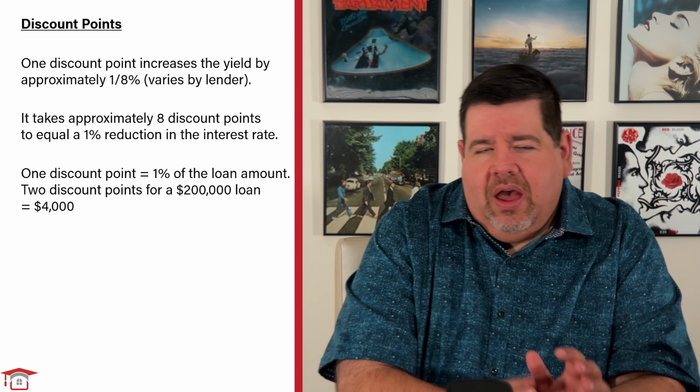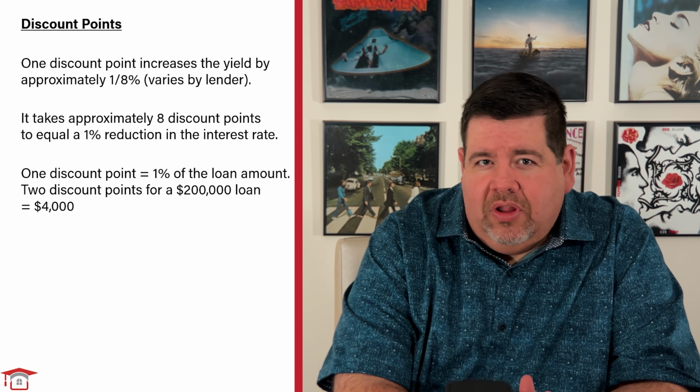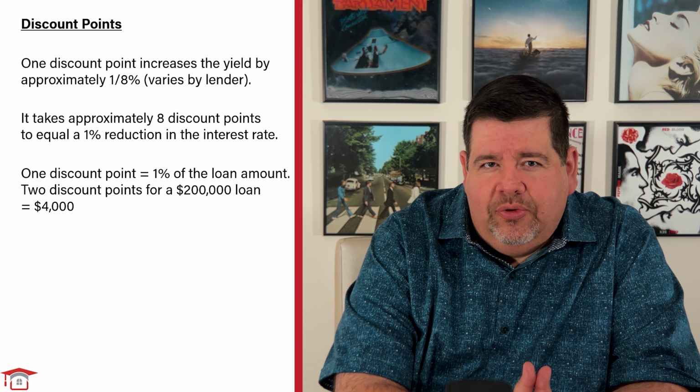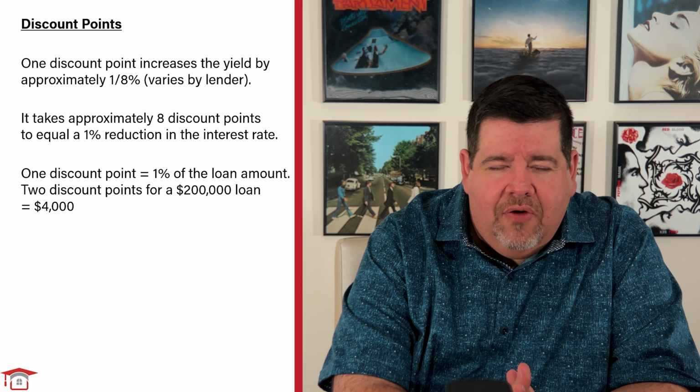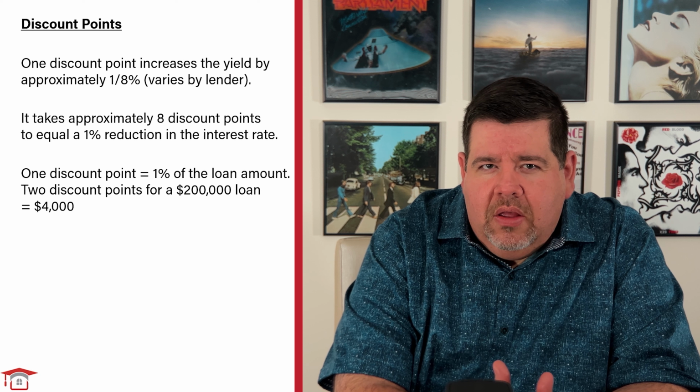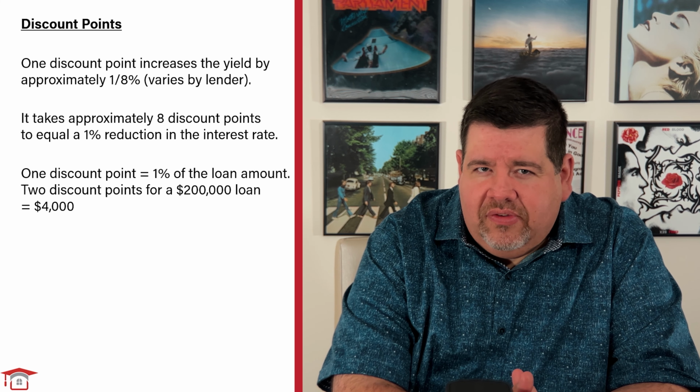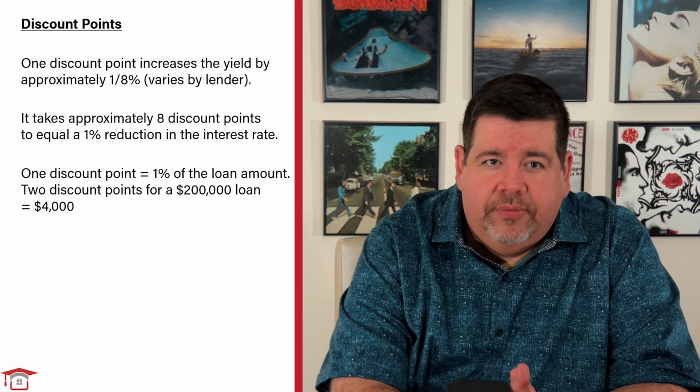So now you're probably asking yourself, how does this affect me? Or how much does this cost, right? So one discount point is equal to 1% of the original loan amount. So if you have a $200,000 loan amount and they offer you 2 discount points, that's 2% of the loan, $200,000 or $4,000, right?